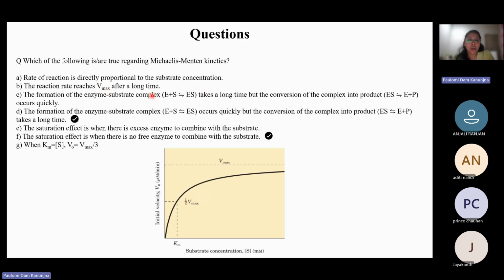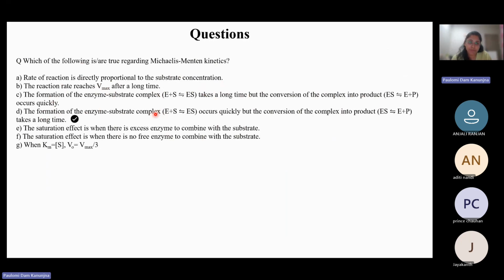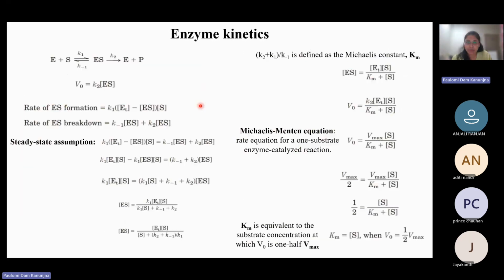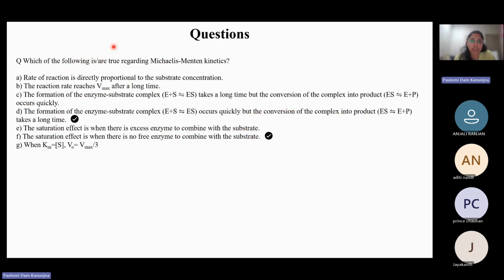Reaction rate reaching Vmax after a long time would defeat the whole purpose of having an enzyme here. It reaches it in a quicker time. So does the formation of the enzyme substrate complex take a long time? No. Enzyme and substrate form quickly, because that's the whole idea. But what was the rate limiting step? K2, where your enzyme substrate breaks into enzyme plus product. This was the rate limiting step. The reaction rate is given by K2 times ES. This is the rate limiting step because it takes the longest time to happen.